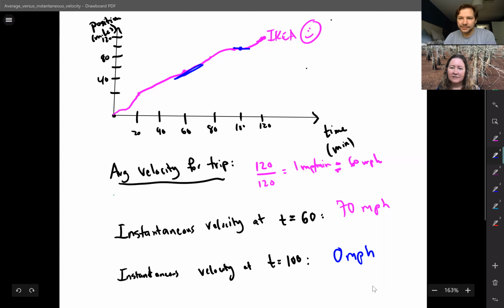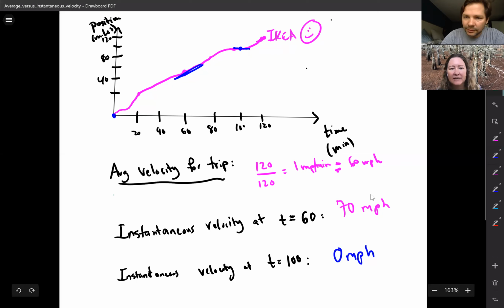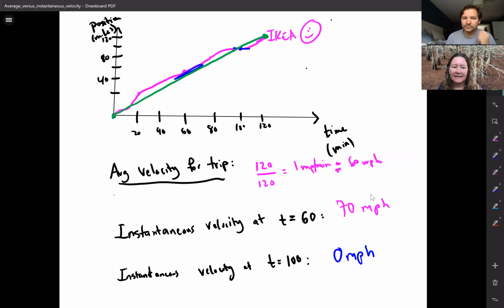Does that make sense? Yeah. Before we end, could you draw the line from the start to the finish, that secant line from t equals 0 up to t equals 120? Sure, I'll do that in green. So that would be that line right there. It's the slope of that line that is the average velocity. That should be 60 miles per hour, right?